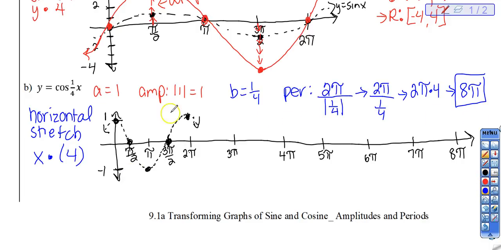So imagine, let's start with this point. This is 2 pi, right? I'm going to go times 4. So that would be 4 pi, 6 pi, 8 pi. So that point, that was at pi, quadrupled. 2 pi times 4 is 8 pi.